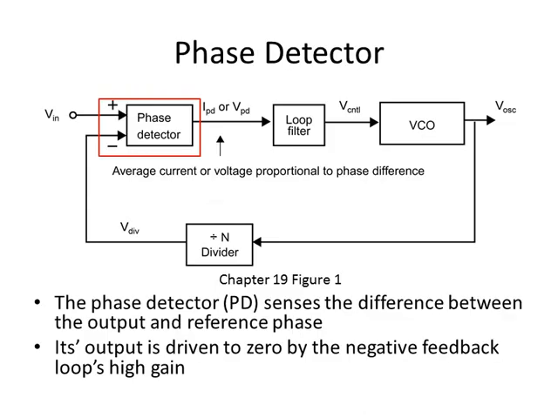So next up in the loop is the phase detector. The job of the phase detector is to sense the difference between the output phase of the oscillator and the reference phase. So it's got to produce an output that's proportional to that phase difference. And of course, if the PLL is working properly, it's going to drive that average output, in this case usually a current, to zero.